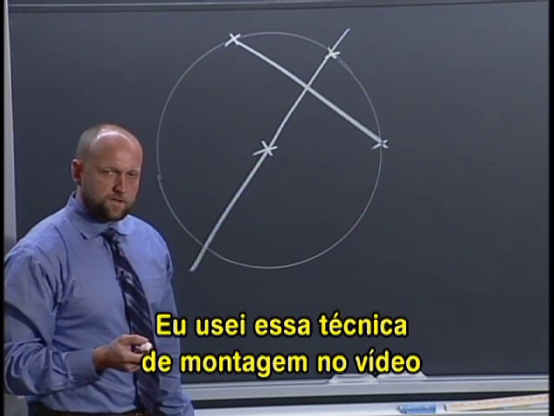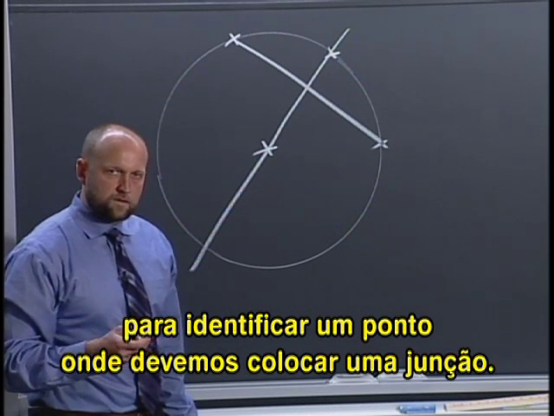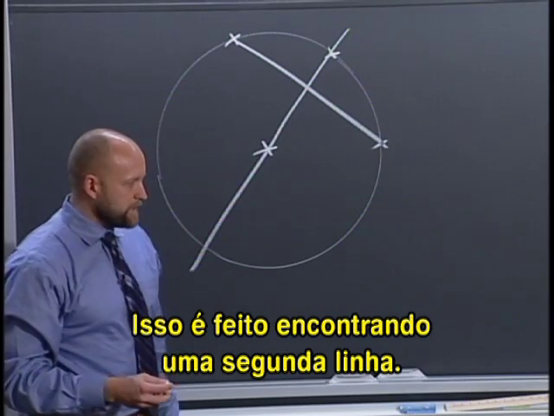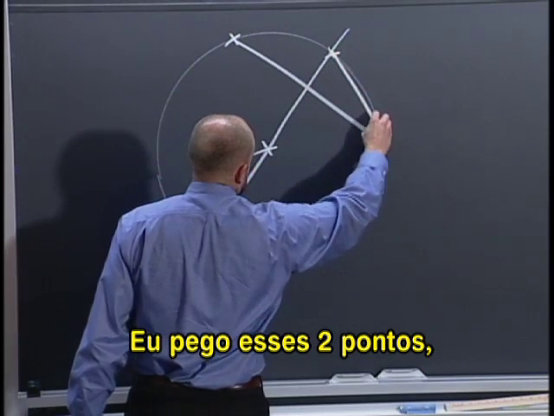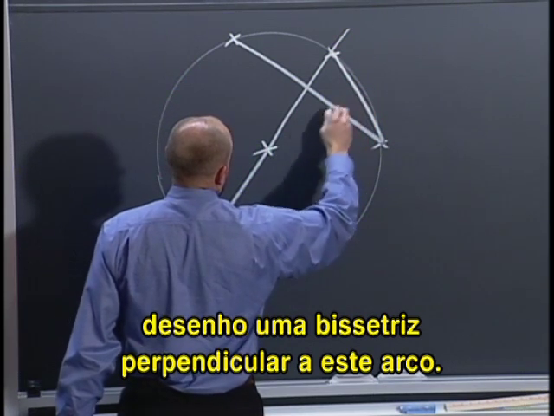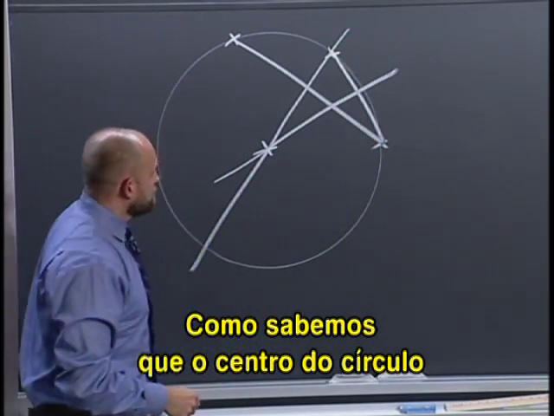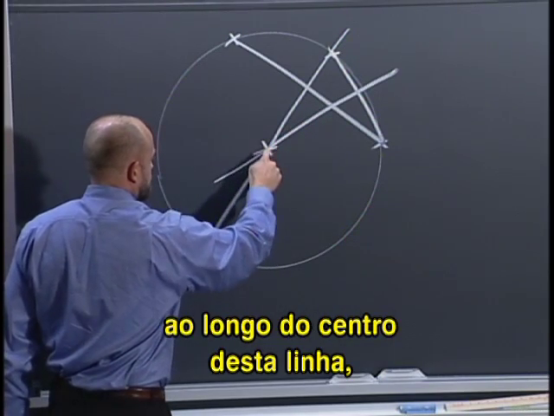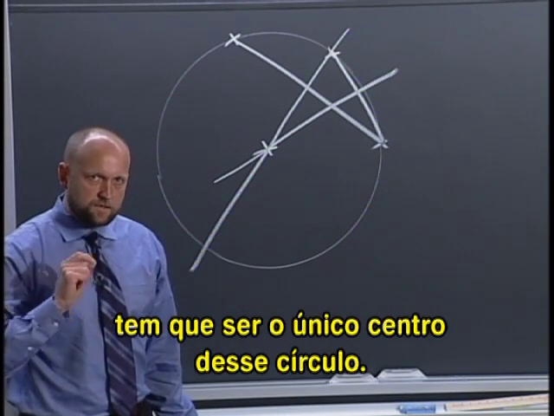Now, I use that construction technique in the video in order to solve for a point at which we must locate a joint. I do that by finding a second line. I then take these 2 points and I construct a perpendicular bisector of that arc, and I say that because we know that the center of the circle has to be along this line and has to be along the center of this line, we know that the intersection of those 2 lines has to be the unique center of that circle.